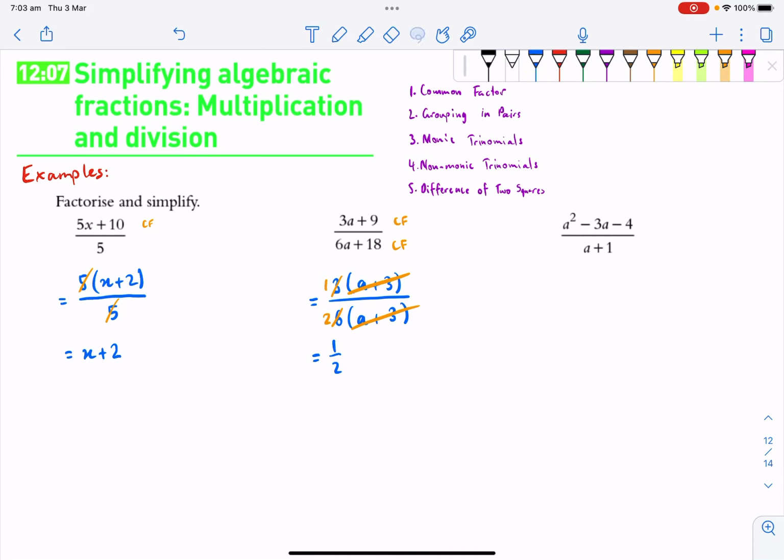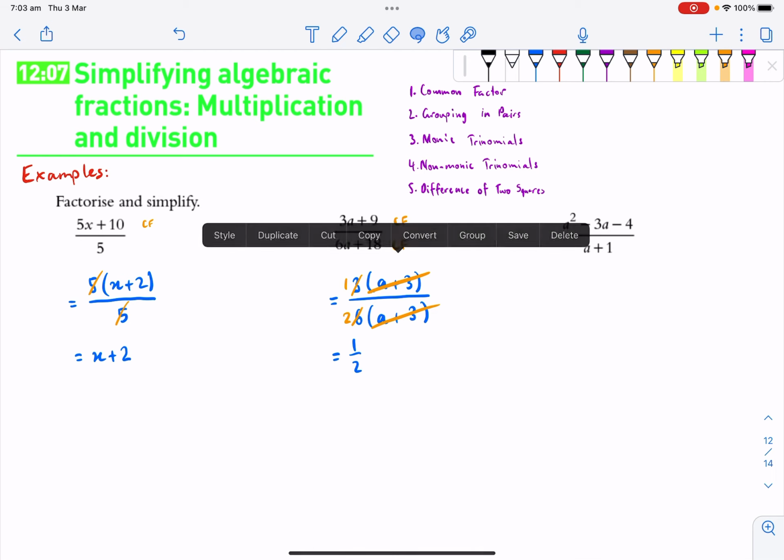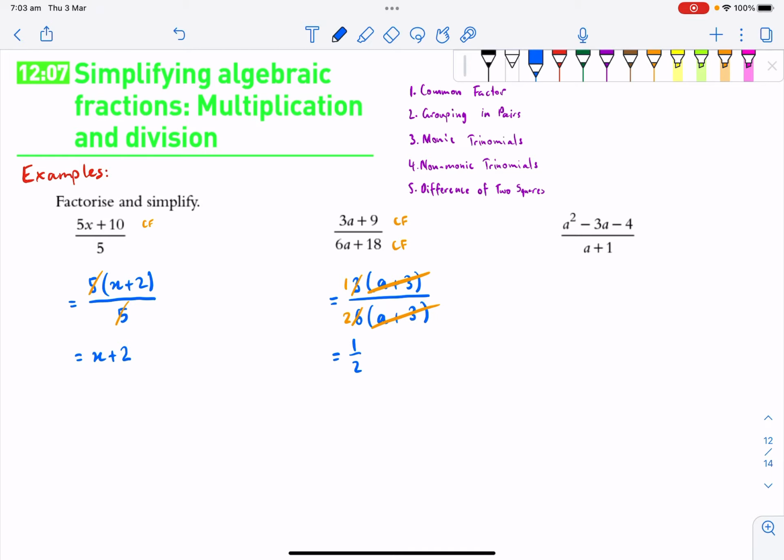Okay, so these are just some of the ways that we can approach our problems. Remember, there's many ways to the final answer. You just have to figure out the way that suits you and go from there. All right, so let's look at the next example.